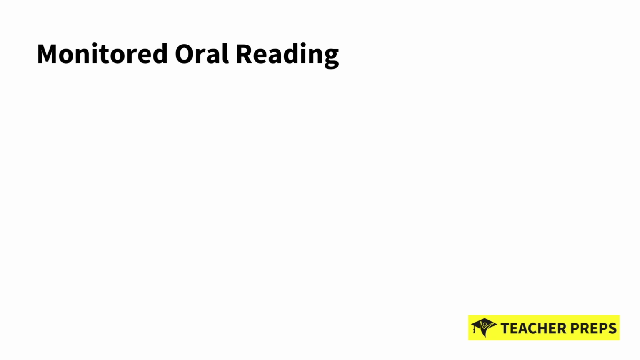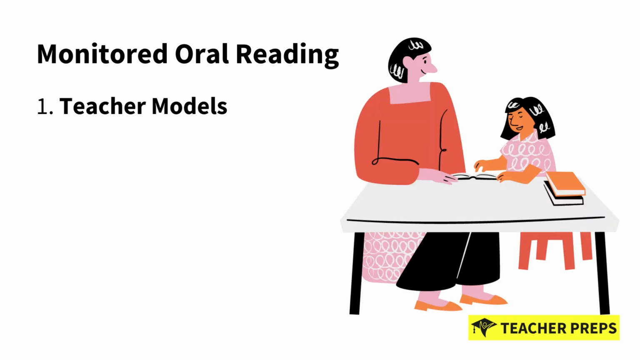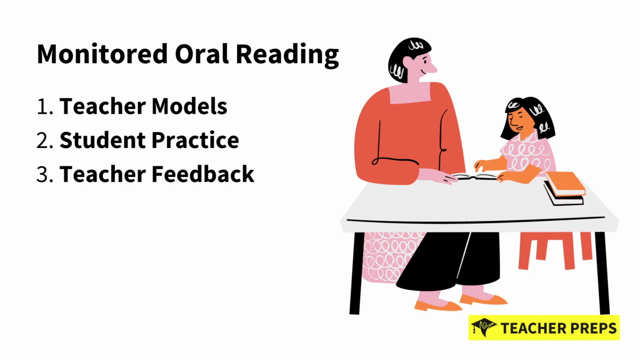First strategy is called monitored oral reading, and it has a 3-step process that includes, number 1, the teacher models to the child how to read fluently and effectively. Step 2, the student practices. Here we want to encourage students to reread aloud the same text that we just read to them. And then step number 3, the teacher provides feedback to the student as tailored guidance, such as modeling accurate reading or noting pronunciation marks, and anything that might help the reader improve their reading development.